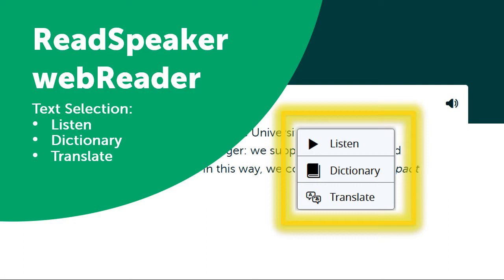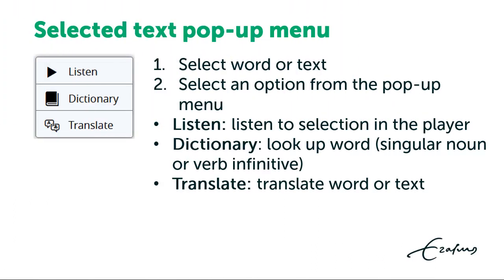Select a word or some text to see these options in the pop-up menu. To listen to part of a web page, select the text and click Listen that appears in the pop-up menu. As the text is read, the page will scroll down automatically. Once the Listen button is out of view, a pop-up control panel will appear in the bottom right-hand corner.